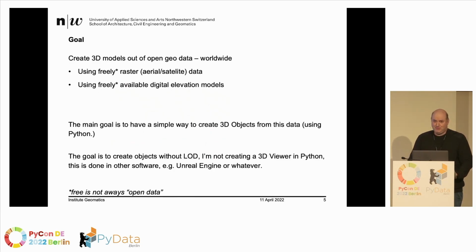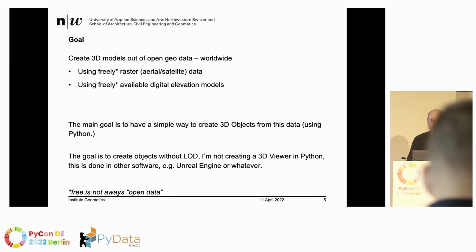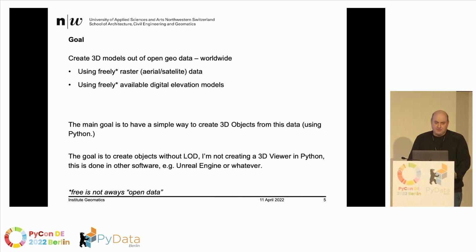So let me talk about the goal I have at the moment. I want to create 3D models out of open geodata. That's very important, open. We heard about OpenStreetMap before, wonderful thing. And I really like open data. Actually, open and free is not the same. Let's not go into details there. But I want to create general 3D objects out of freely available raster, that's aerial or satellite imagery. And I want to use also freely available elevation data for that.